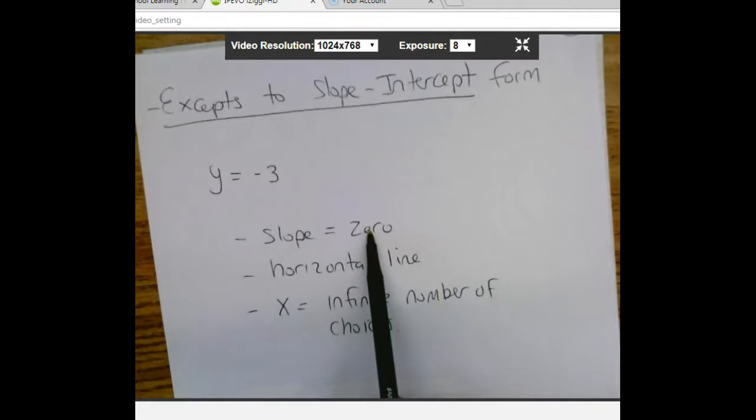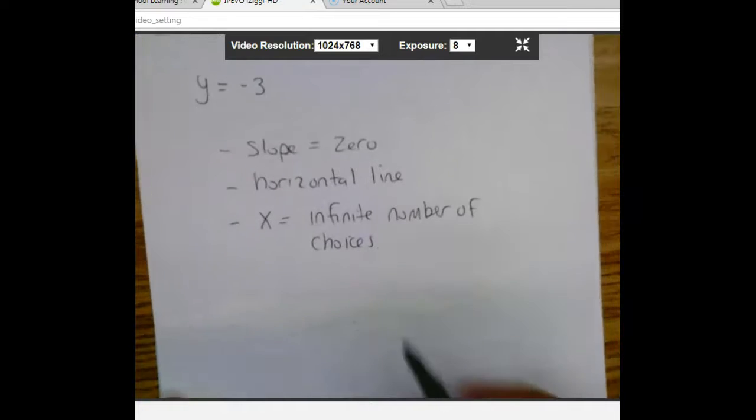There is no slope. And really that means it's a horizontal line. Also, we can understand once we look at the graph, there's an infinite number of choices for x. So let me write this, and maybe this will make some sense to you.